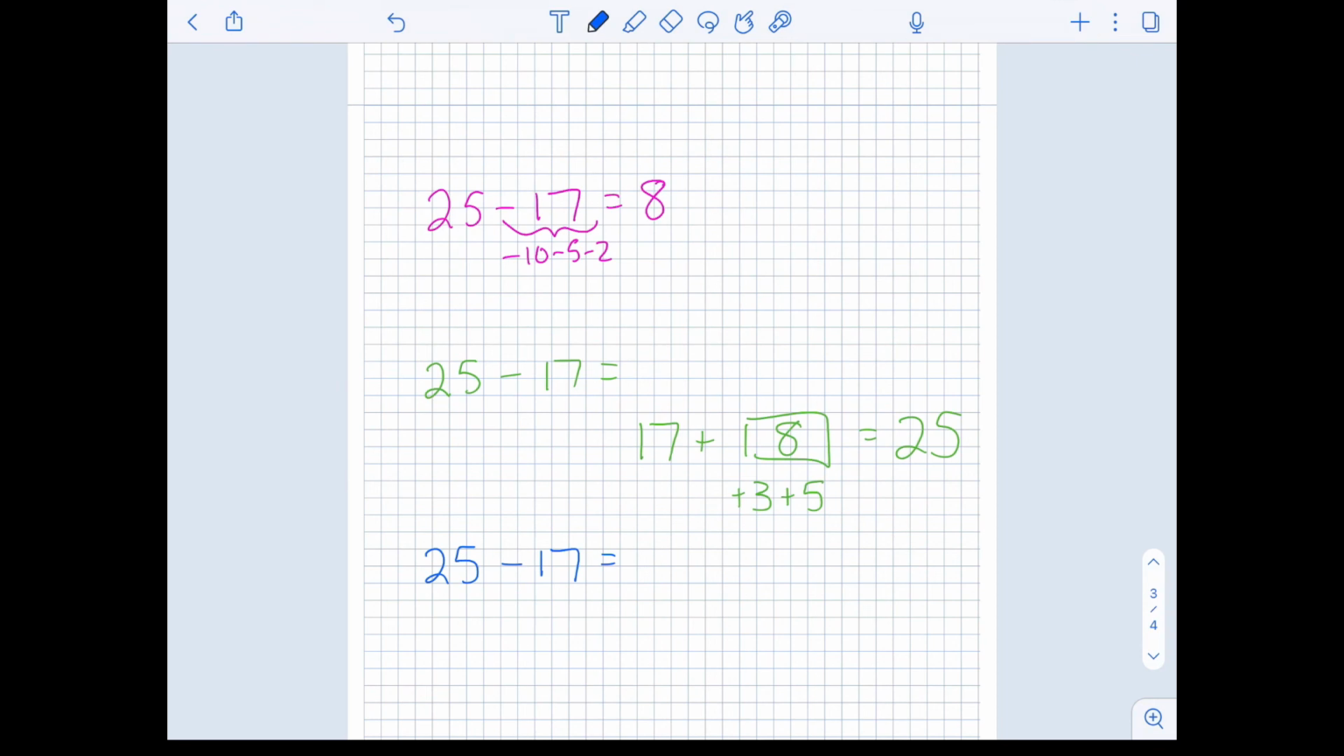Finally, when we want to do compensation, 25 minus 17, I might make the 17 into 20. That was adding 3. So 28 minus 20 gives me 8. Here I added 3, and I added 3 to make this 28 minus 20 to give me 8. All three are great methods to use for mental subtraction.